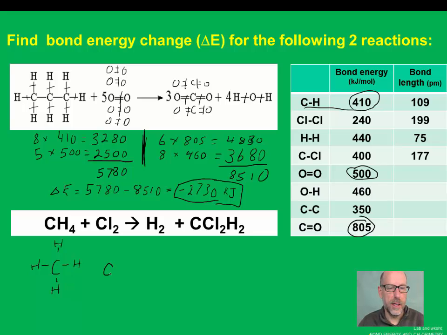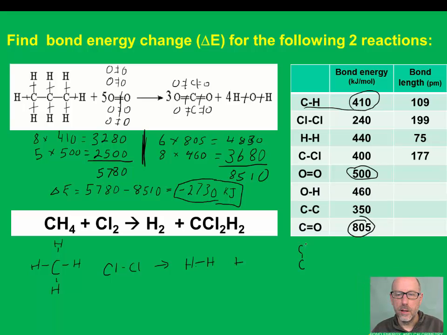Cl2 is a Cl bonded to another Cl. We're going to build H2, H bonded to H. We're going to build a CCl2H2, so it's a little bit difficult to know what this is. We'd have to look it up, but Cl, Cl, and then an H, and an H.